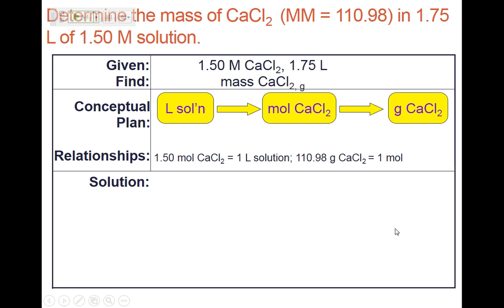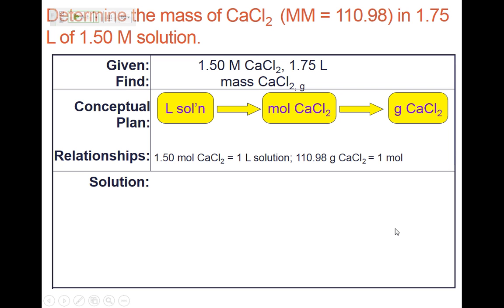My other relationship is, of course, to convert my moles of calcium chloride to mass. I need my molar mass from the periodic table. Again, if you have trouble calculating molar mass, please come see me, because we're going to be using that throughout the rest of this class, and I won't always be going through how to calculate it.